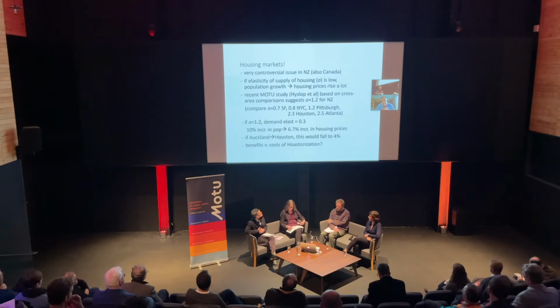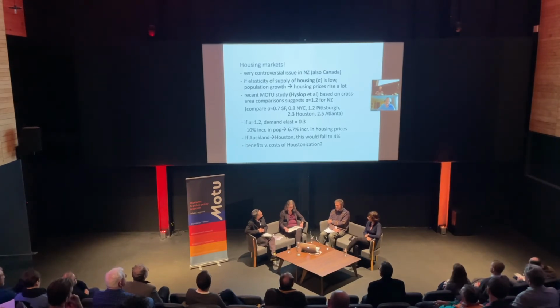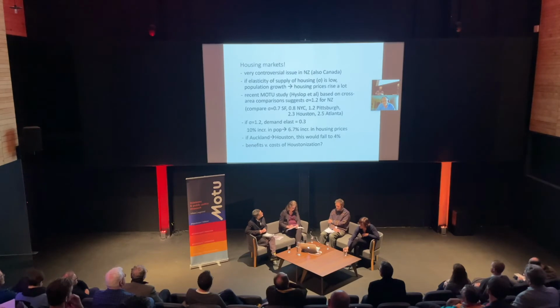We'd really like to reduce regulations and allow housing to be built more easily, maybe build roads more quickly and so on. So what would happen if we made Auckland into Houston? That was my kind of interesting exercise. And my calculation is if we were to be able to do that, then the 6.7% increase in housing prices you get from 10% more people would fall to 4%. So it would fall, but not enormously.